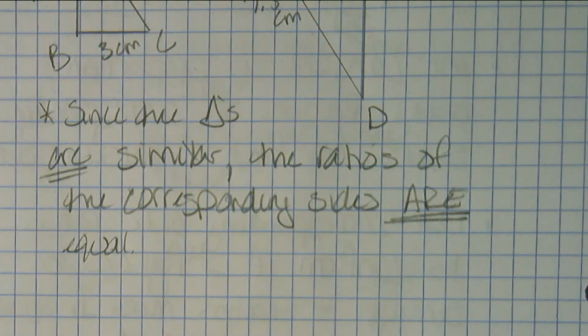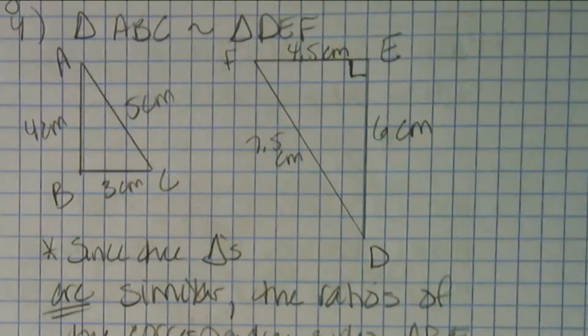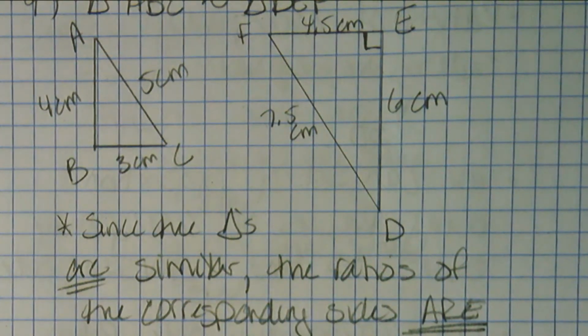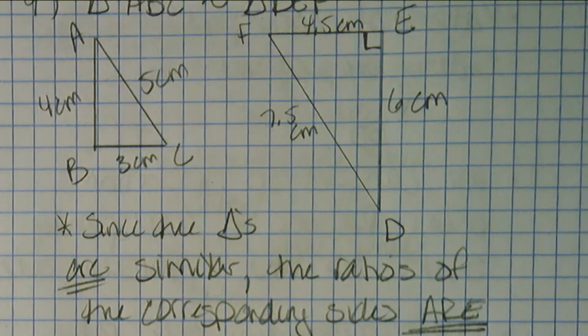So I just want to know what that ratio is. If I take a look at my corresponding sides, to answer this question, do I need to write all the ratios, if I know that all the ratios are equal to each other, and all I'm looking to do is find out what that ratio is? Sophia? No, I don't need to write all the ratios, because I already know that they are equal.